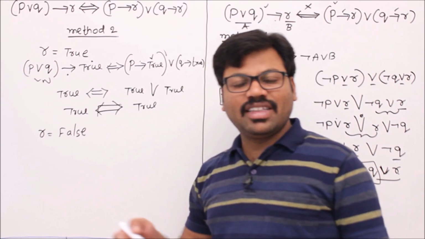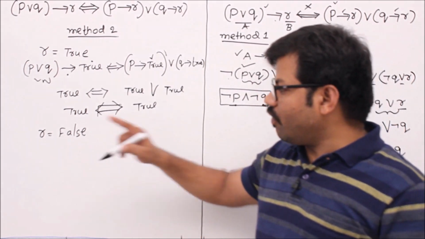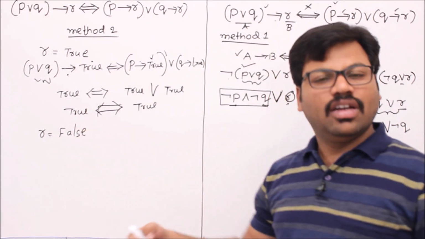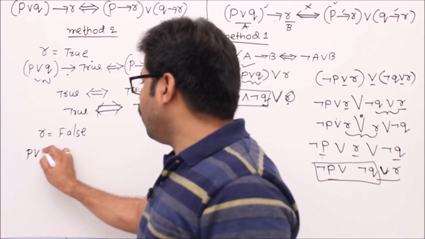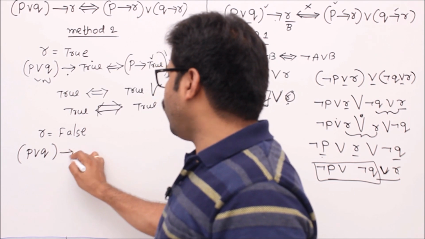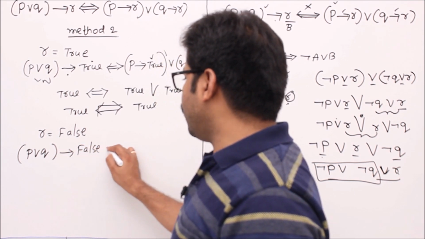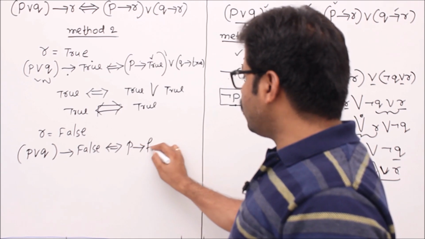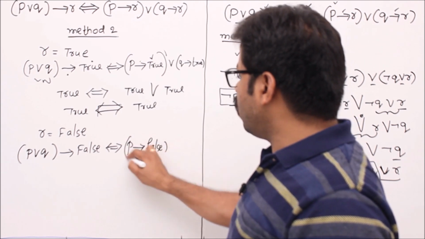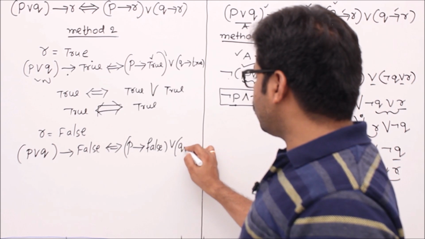But that doesn't mean that they are always equivalent, correct? We have to take one more case where R equal to false. Let's try that. If R equal to false, then your equation will become PRQ implies false, isn't it? It is left side. And right side formula will become P implies false or Q implies false.